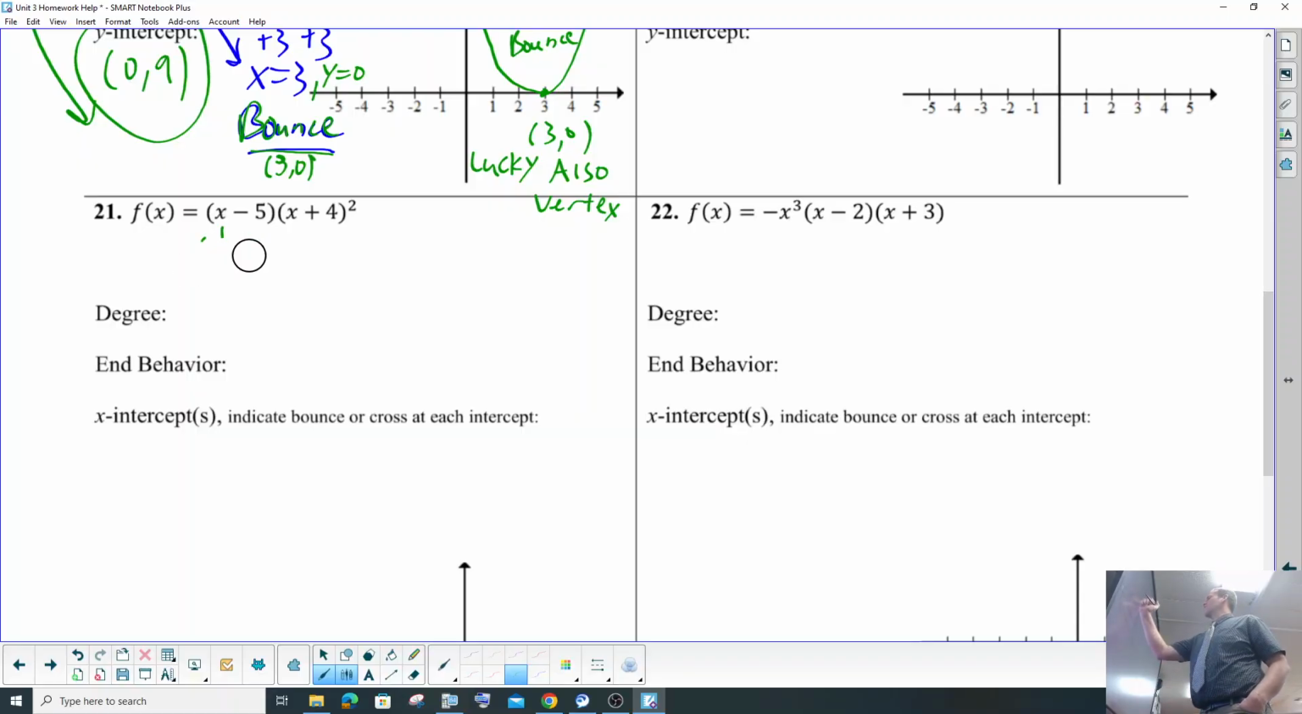Whoa. Okay, let's see here. So we got, what's our highest degree? Well, we have an x, right? We have an x there.